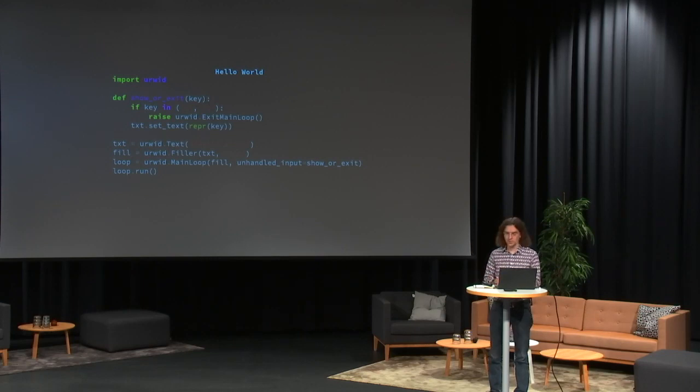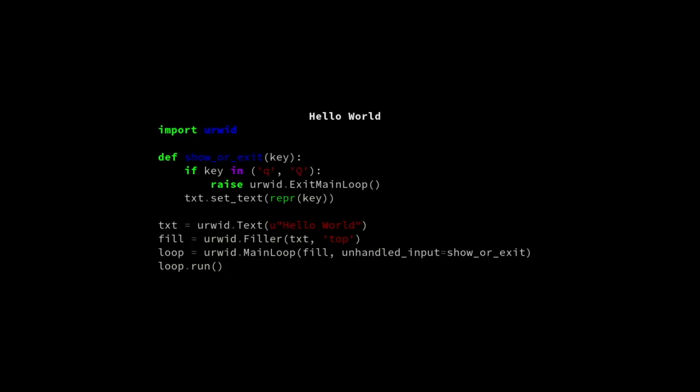This is a Hello World program in Gertty, in Urwid. You can see it's pretty small, it's easy to use, it's starting to look like things you might see in a regular GUI program. There's a text widget, and it goes inside of a filler widget, and then there's a main loop that displays all these things and handles user interaction.